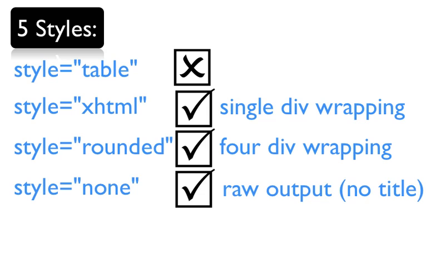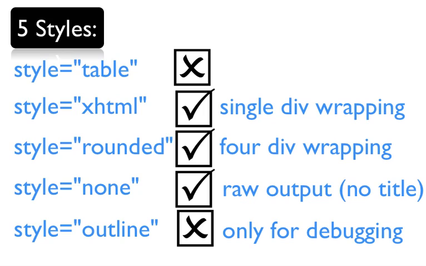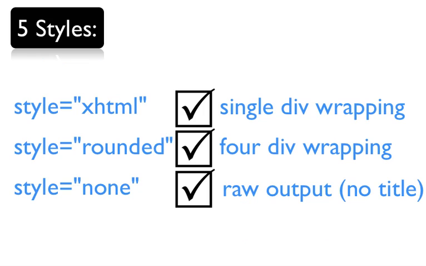Style equals none, so there's no surrounding divs or tables at all, just the raw module output. If you use this, or if you leave this off, as we'll see in a minute, titles won't show up even if you've got them turned on. And then lastly, style equals outline, which outlines the module area with the name of the module area at the top, and it's really not useful for anything. The 3 that you'll use most often are XHTML, rounded, and none. So let's take a look at those 3 specifically.